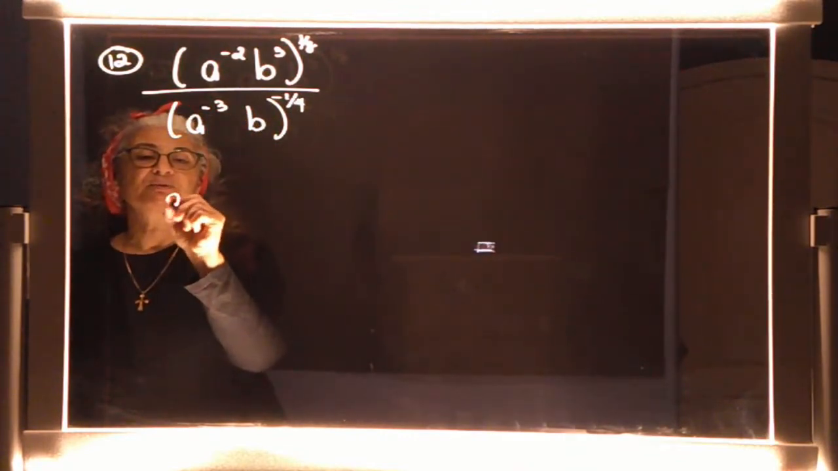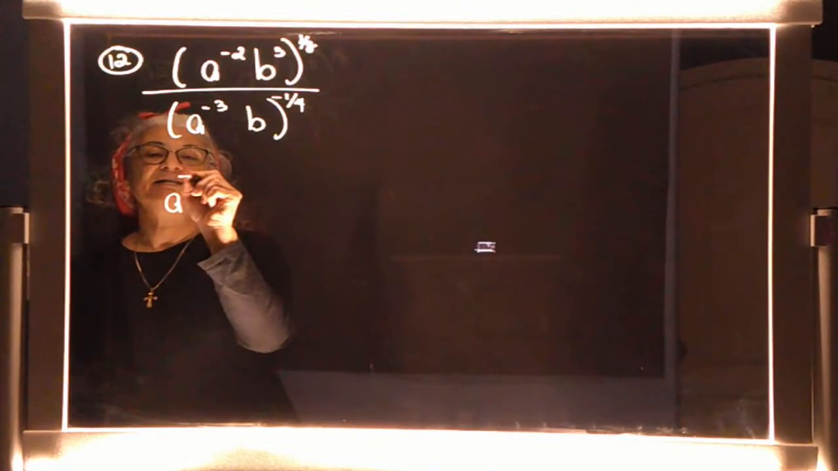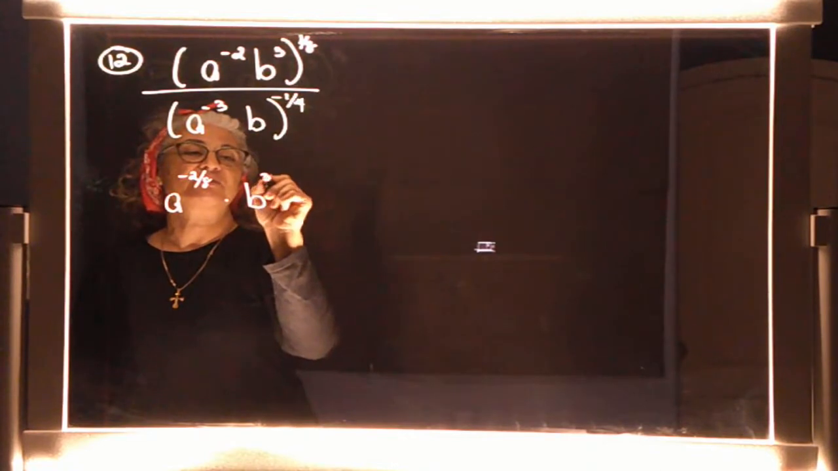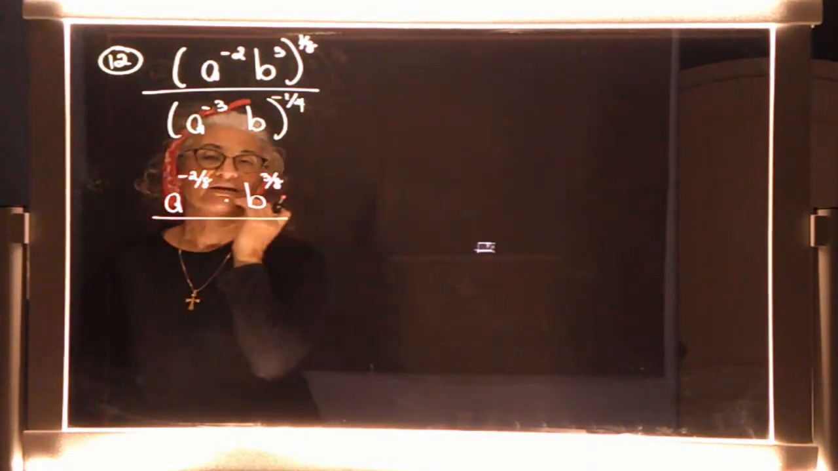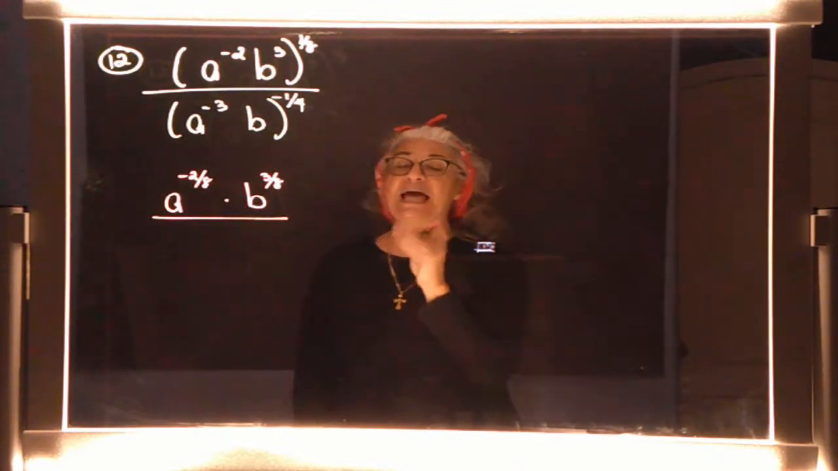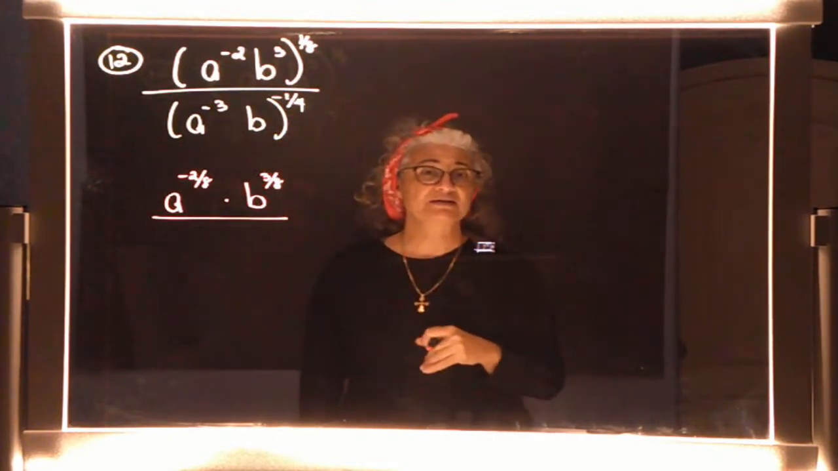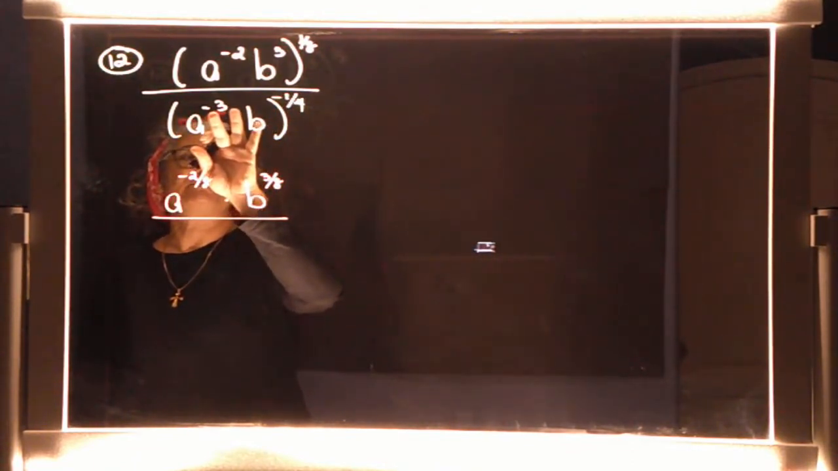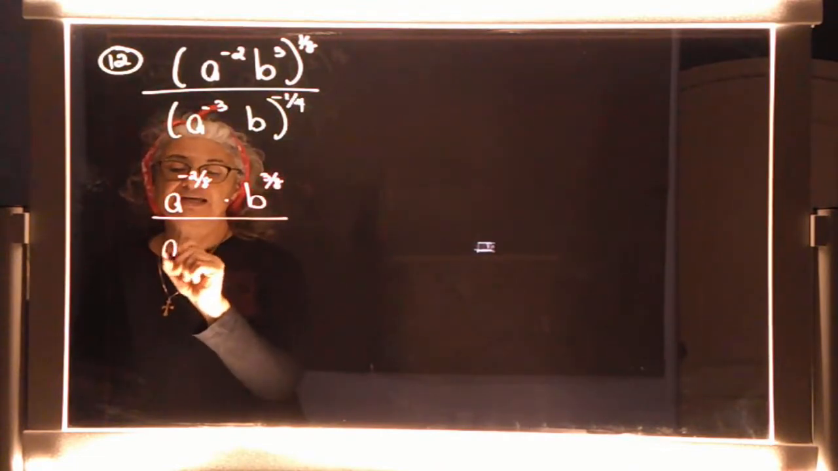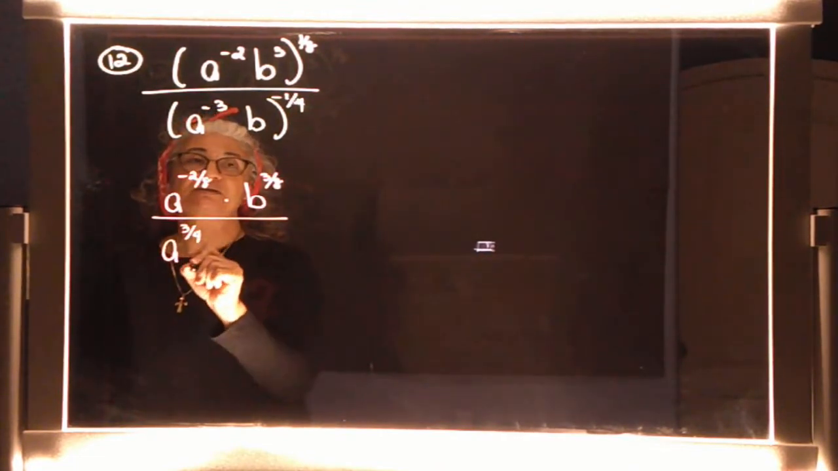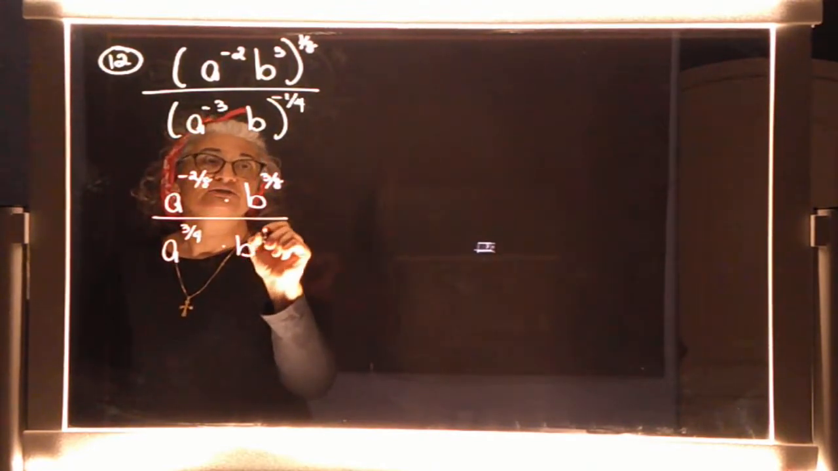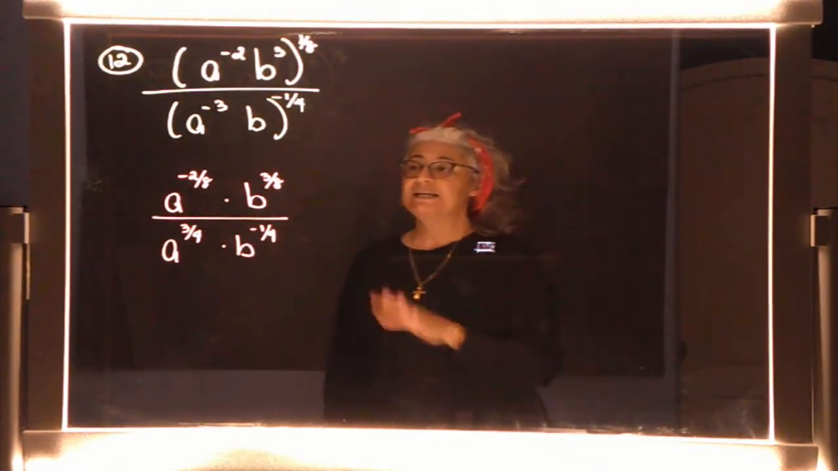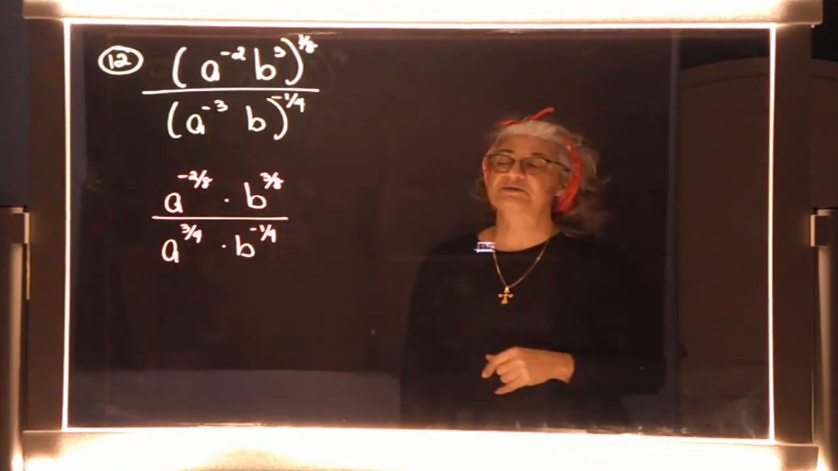So this numerator, we would have a to the negative 2 over 8 times b to the positive 3 over 8. Cool. The denominator also has parentheses, and there's an exponent outside, so I'm going to do that distribution as well. With me? Okay, so we're going to have negative 3 times a negative 1/4. Yeah, that's going to be a to the positive 3/4, and b, that's right, to the negative 1/4. Good. Parentheses are gone. Here's the problem I'm working on. It looks a lot nicer.